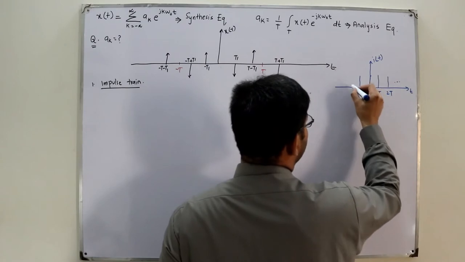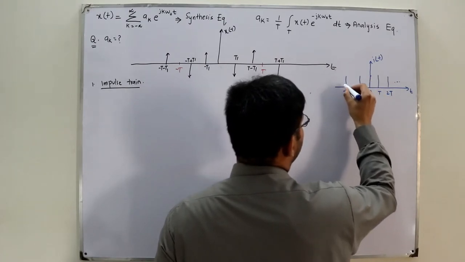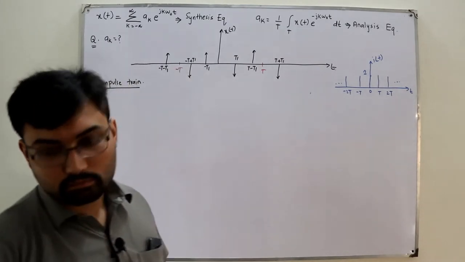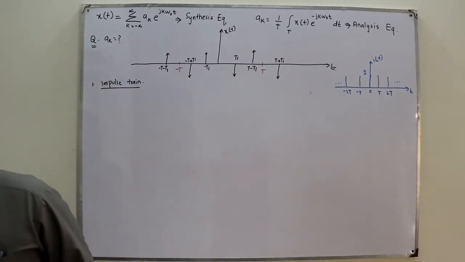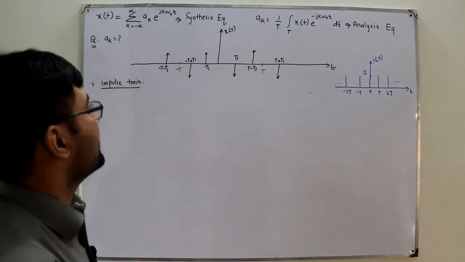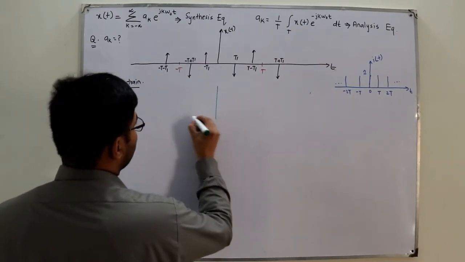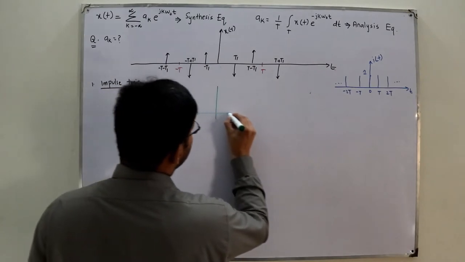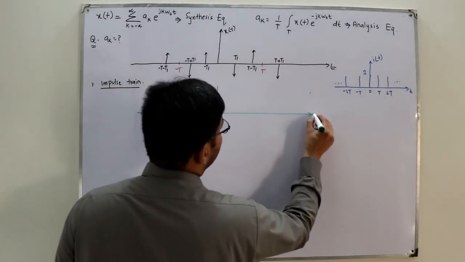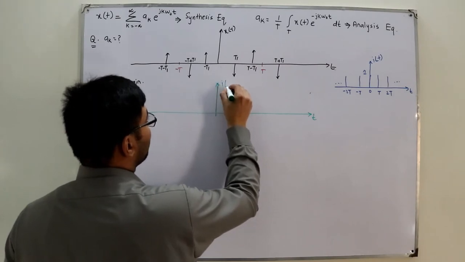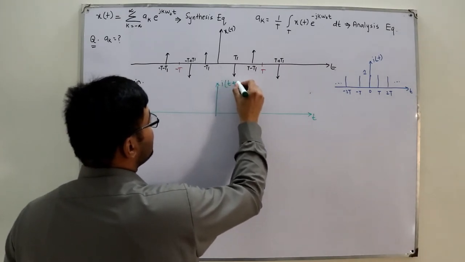Similarly at negative T, at negative 2T, and so on on this side, with a weight equal to 1. Now what I want to do is shift the impulse train, not just an impulse but the whole impulse train, by T1 units. So the first one I write is I of t plus T1.